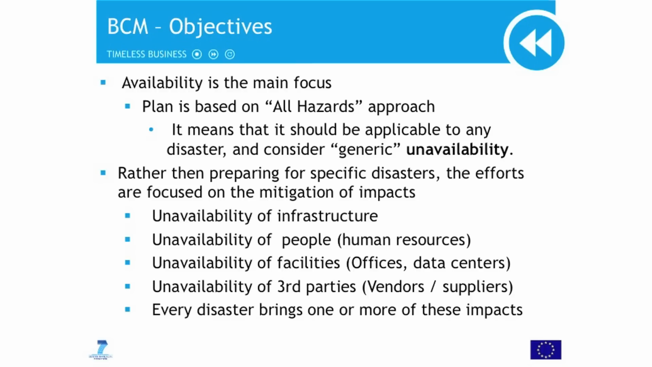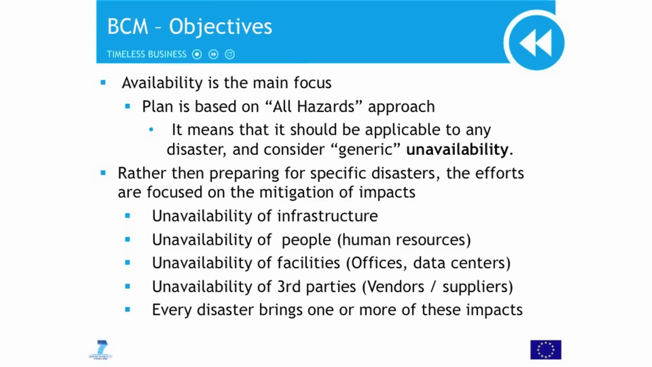So as I said, business continuity management, the critical difference is availability. Availability is the focus here in this area. So the plan is based on an all-hazards approach, which means that it should be applicable to any disaster and consider generic unavailability. So rather than preparing for specific disasters, the efforts are focused on the mitigation of impacts.